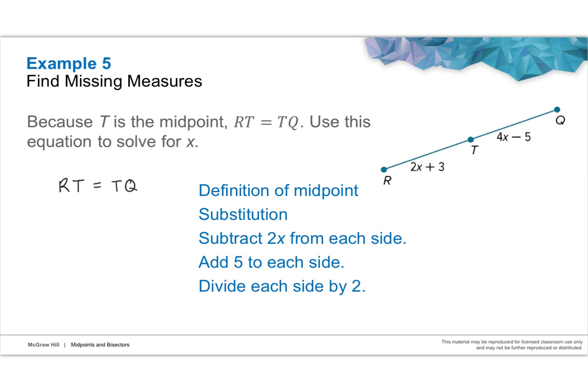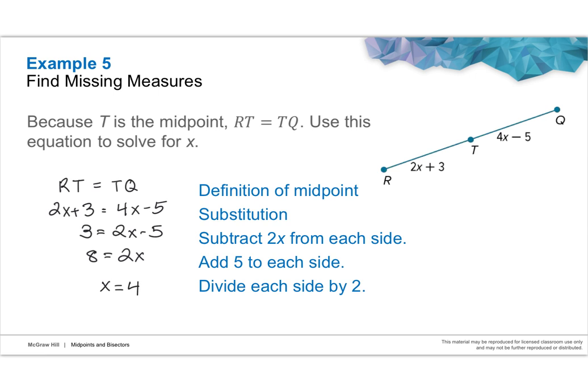Then we substitute in the expressions for those two measures: 2x plus 3 equals 4x minus 5. Then subtract the 2x from either side, simplifying our equation one step further, add 5 to each side, and then divide both sides by 2. We get that x in this case is 4. Now again, remember, we want to double check: are we at the end of the problem or are we just at the end of the algebra?